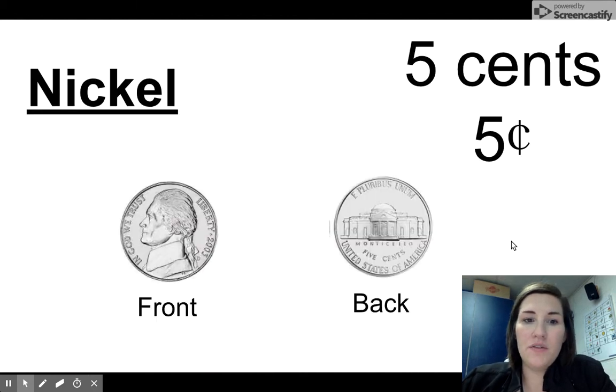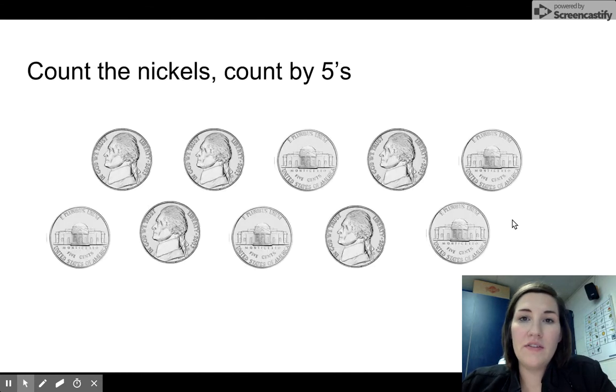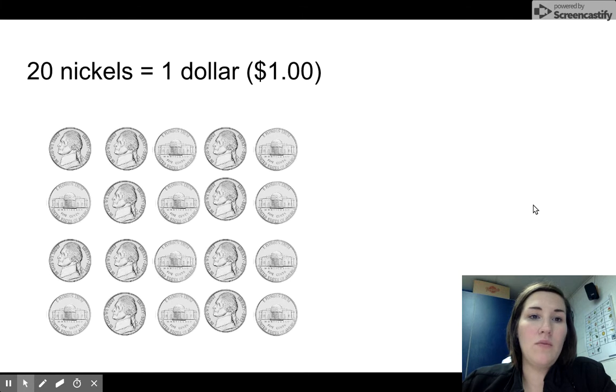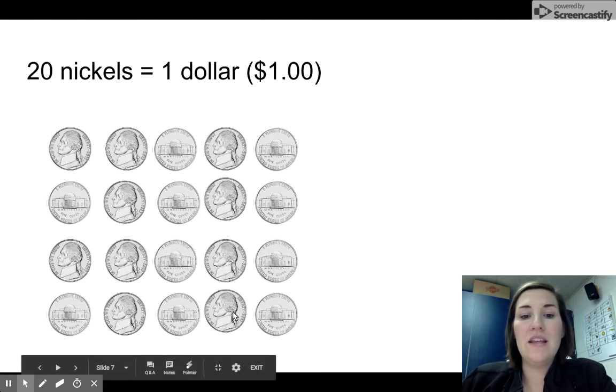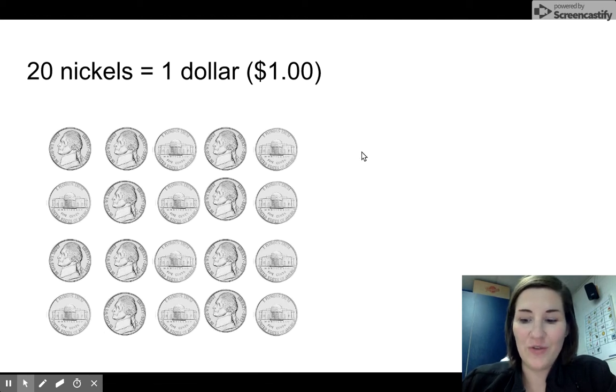If I'm looking at nickels, again, those are 5 cents each. And since they're 5 cents, when I'm counting nickels, I can count by fives, 5, 10, 15, 20, and so on. So if I'm trying to make a dollar with nickels, I'm going to need 20 nickels, 5, 10, 15, 20, 25, 30, 35, 40, 45, 50, 55, 60, 65, 70, 75, 80, 85, 90, 95, 100. So I can count by fives with my nickels to make 100, which is $1. So I would need 20 nickels if I wanted to have a dollar.